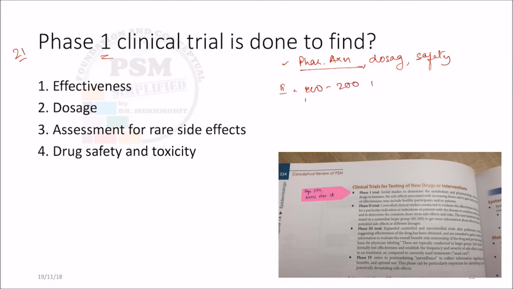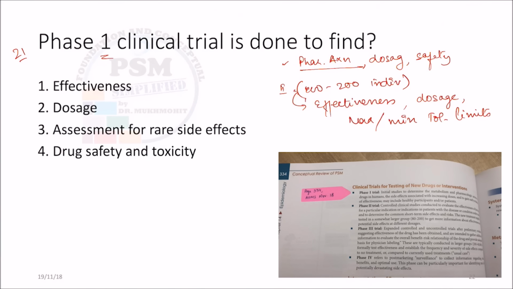This phase 2 is done on slightly bigger individuals to assess primarily the effectiveness of the drug in slightly larger number of people, and also to find out the potential side effects at different dosages. So primarily the dosages, and to find out the maximum or the minimum tolerable limits. We have phase 2 trials.